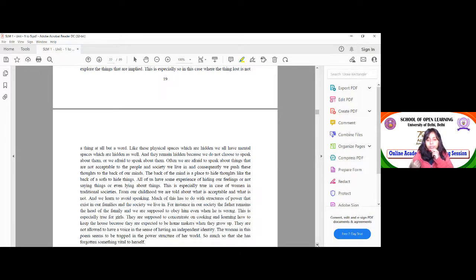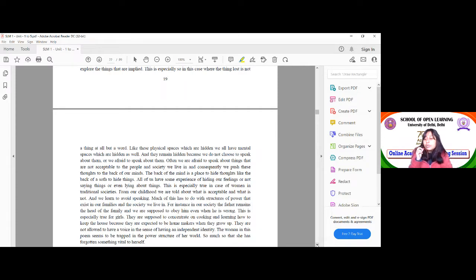We repress it. The back of the mind is a place to hide thoughts, like the back of a sofa to hide things, which is what I was saying with the conscious, subconscious, and unconscious. All of us have some experiences of hiding our feelings, or not saying, or even lying about things. So we have all done this. We have not told someone we like them because we are scared of getting hurt. We have lied about something not to hurt others' feelings. So we do this a lot. All of us have experienced this.